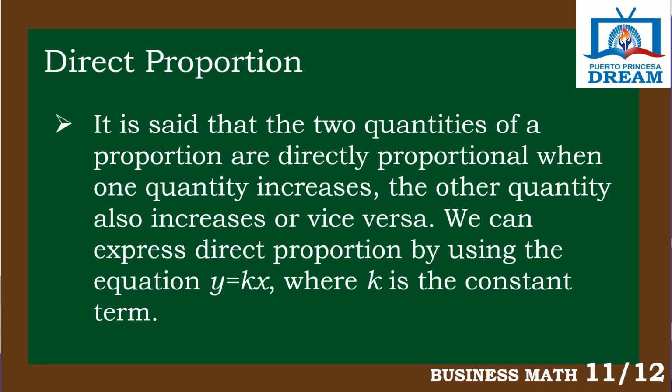In a direct proportion, it is said that the 2 quantities of a proportion are directly proportional when one quantity increases, the other quantity also increases, or vice versa. We can express direct proportion by using the equation y is equal to kx, where k is the constant term.